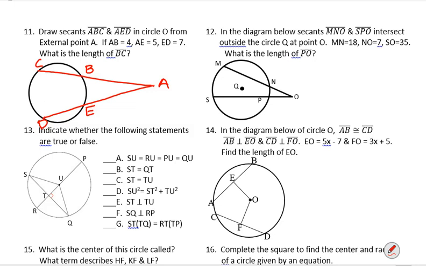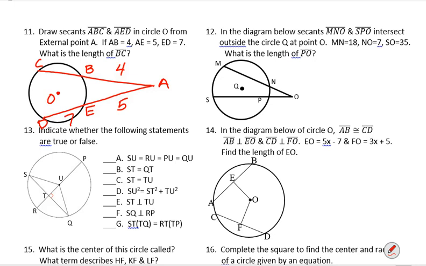Okay. Then it says in circle O. So I'm going to actually put a dot here and call this O. Then it says external point A. Obviously, now we know that's the external point. Sorry about that. I didn't read all the way, just like y'all. So then AB is 4. It says AE is 5. ED is 7. And it wants us to solve for BC.